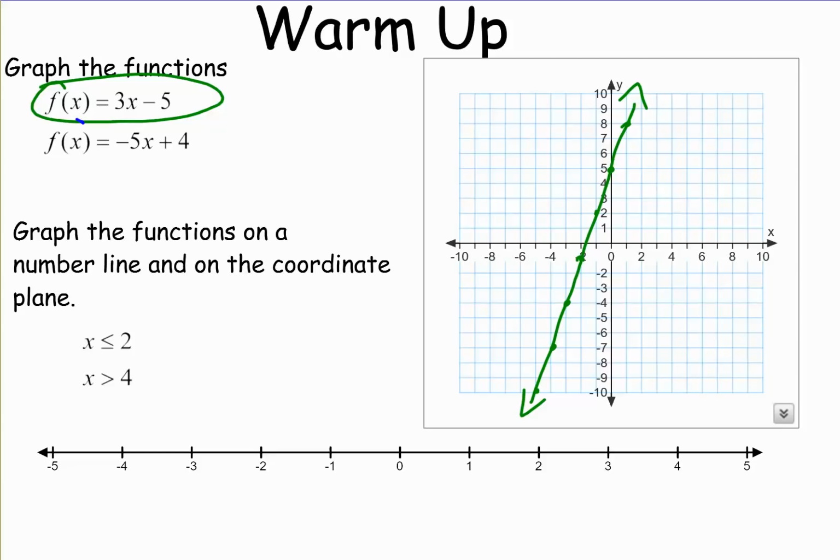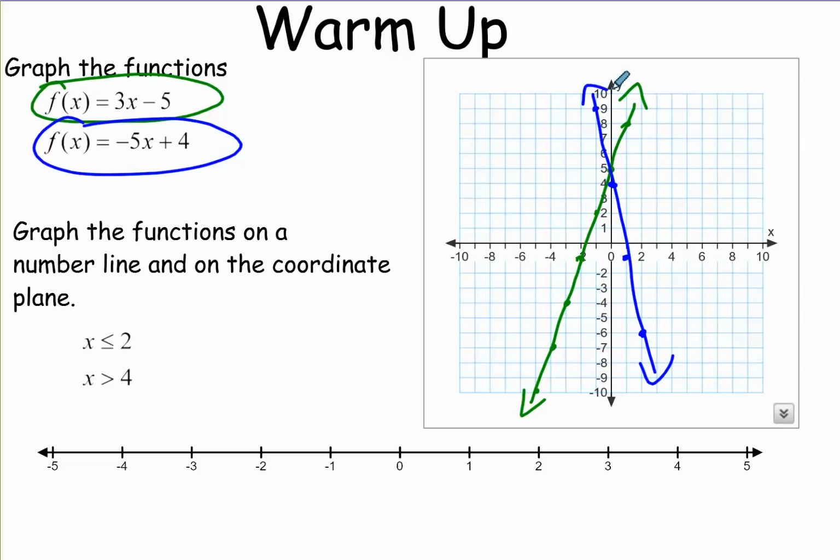We'll do this next one in blue. Y-intercept is 4. Slope is down 5 over 1. Down 5 over 1. We can go up 5 and left 1. And we've got our blue line.